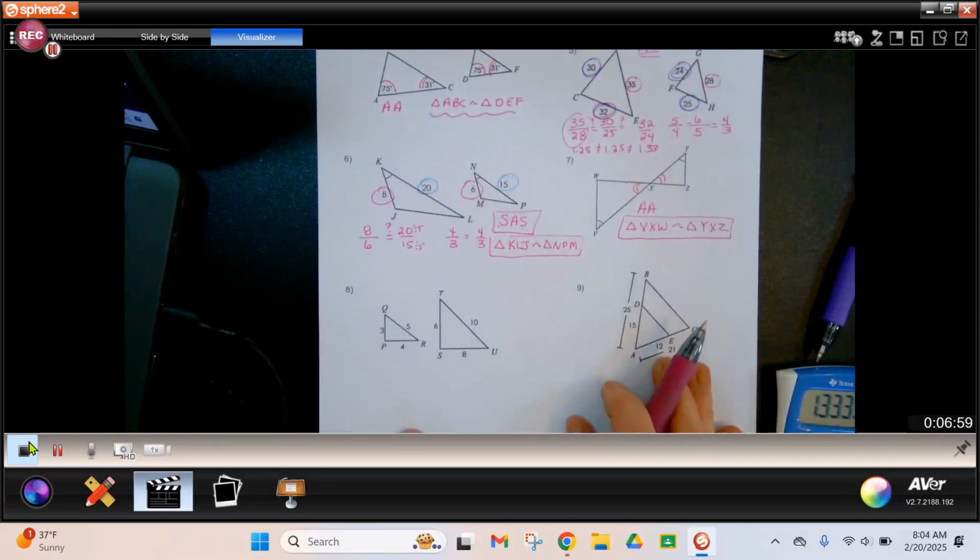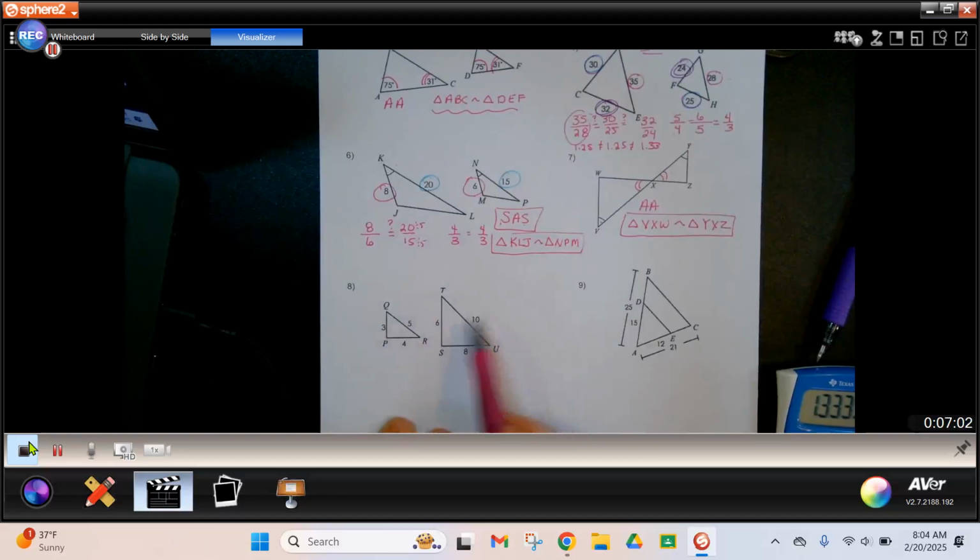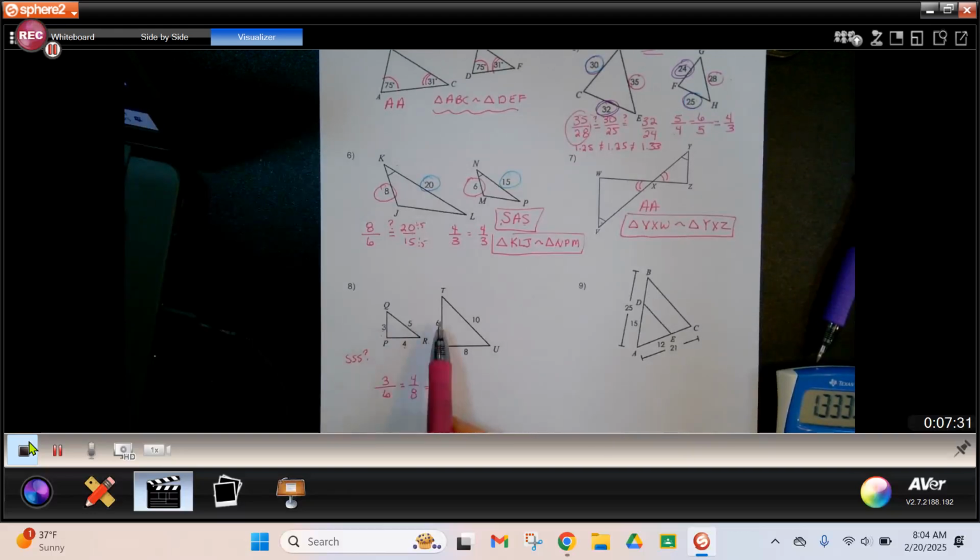Okay, number 8, I see we have sides listed here. We have 3 sides here and 3 sides here. So let's see if these are similar by side, side, side. Could side, side, side work? Well, we have to set up our ratios to see if they are proportional. So it looks to me like we can put 3 with 6, the smallest one here and the smallest one here. And then we have 4 with 8, and then 5 with 10. Notice I'm always going the same direction: 3 to 6, 4 to 8, and 5 to 10.